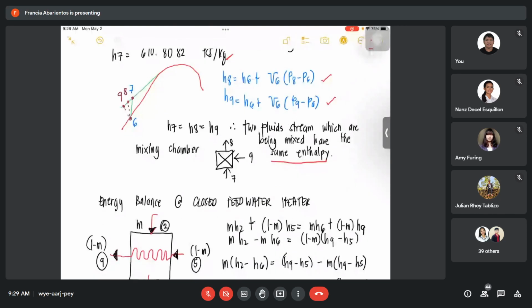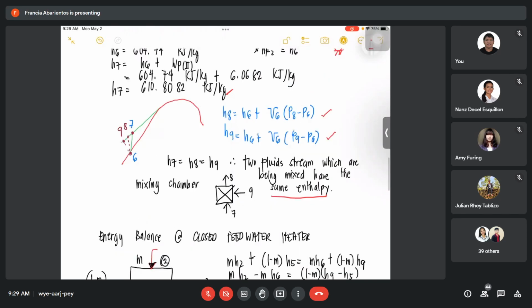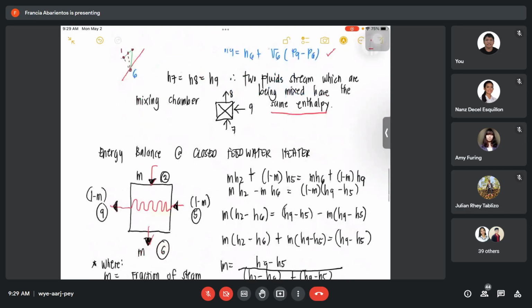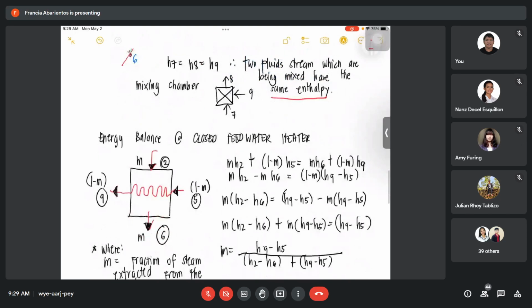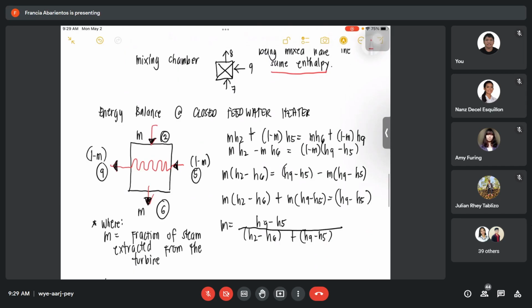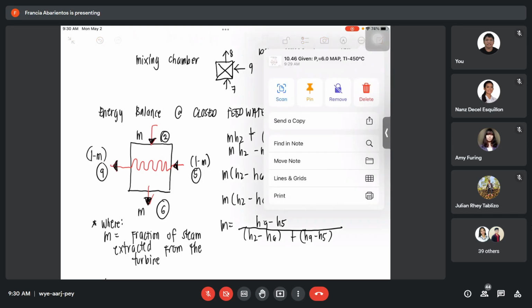So, here is the question. It's a bit difficult. We're finding the energy balance at the closed feed water heater. It's a bit messy, so let's start with the schematic diagram. What is entering? MH2, the mass times the enthalpy at point 2.